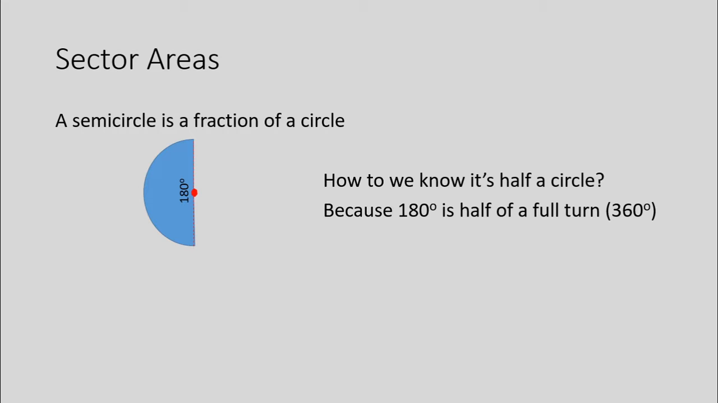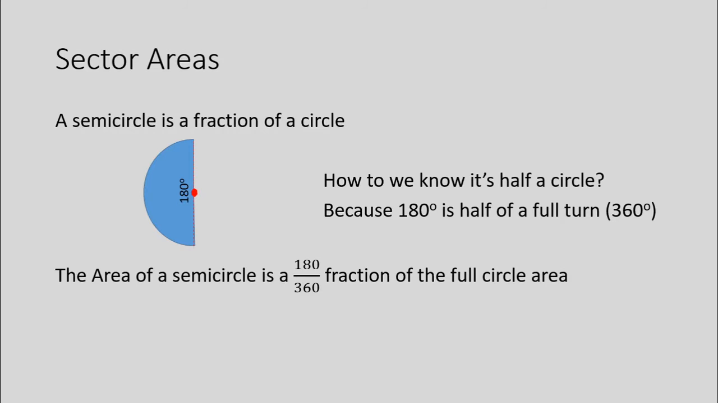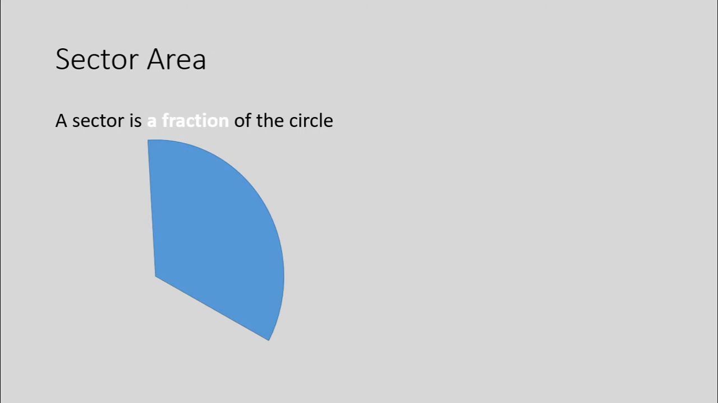So when we're working out the area of this semicircle, we're going to work out this fraction, the angle over 360, of the full circle area. Now that fraction can obviously be simplified, dividing both top and bottom by 180. That's a half. And by now you should know the formula for the area of a circle is pi r squared. So this is half of pi r squared.